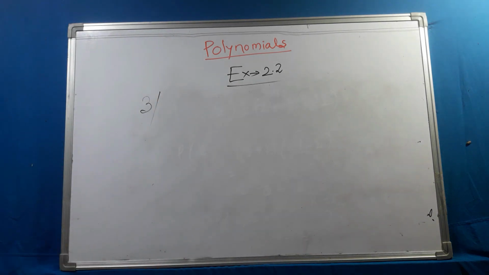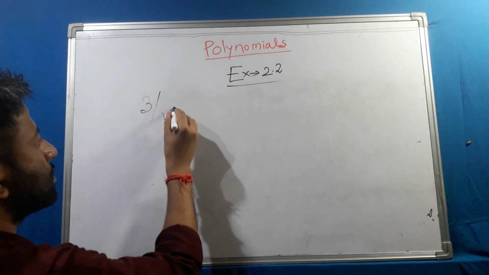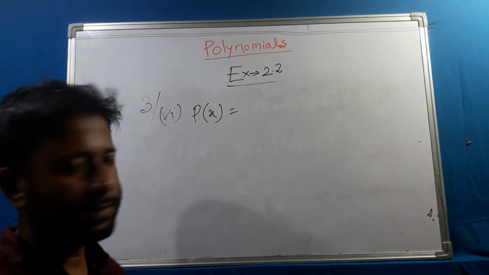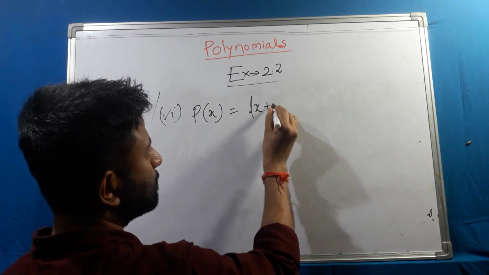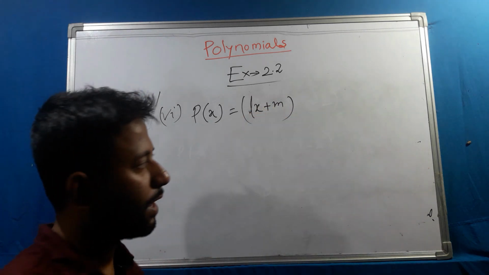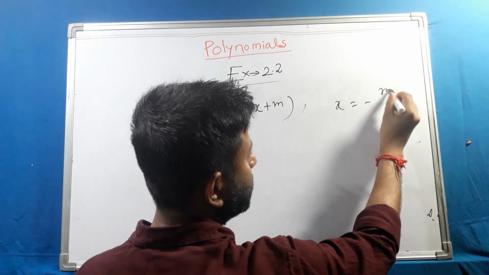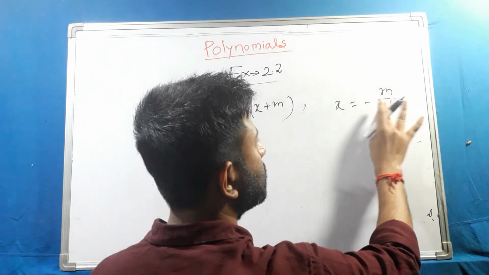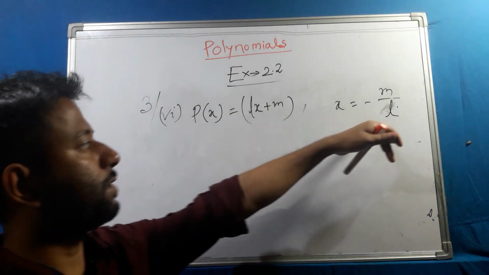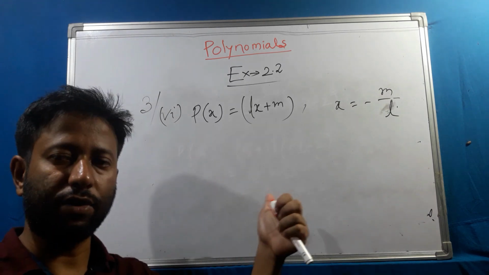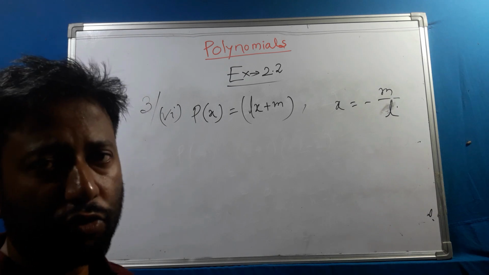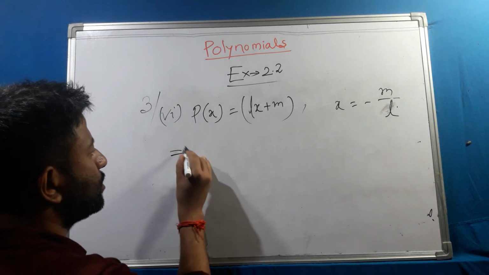Okay, this is question number 6. They have given an equation in the form p(x) = lx + m, and given x = -m/l. But that means for this value I have to check whether p(x) becomes 0 or not. If it comes 0, then it is a root, and if it is not 0, then it is not a root. So let's check.